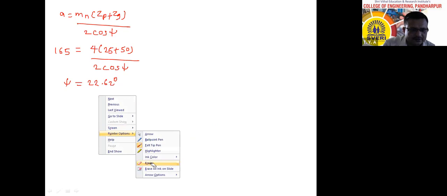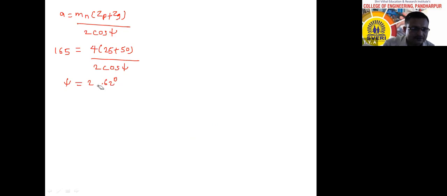You have to take cos inverse. 24.62 degree. Okay.